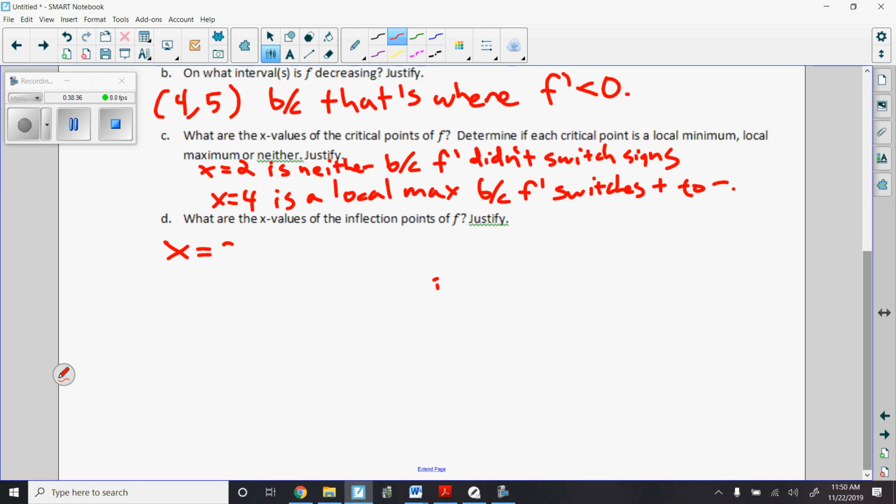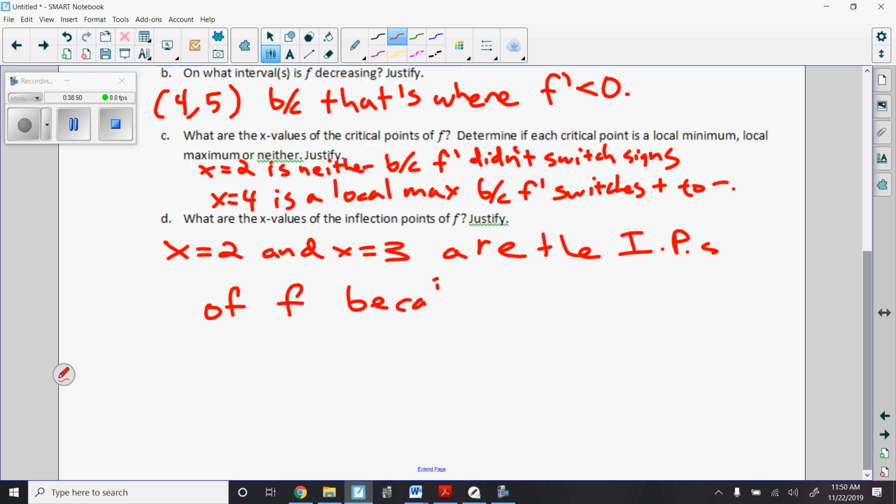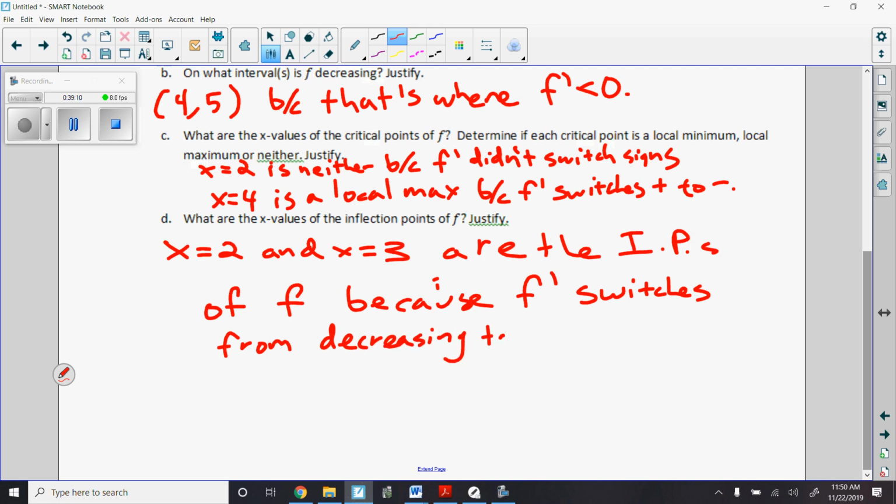Let's say x equals 2 and x equals 3 are at the inflection points of f, because f prime switches from, well, the first one did decreasing to increasing, so you can say it either way, but f prime switches from decreasing to increasing, or vice versa. Again, you could have that in the other order, increasing to decreasing or vice versa.